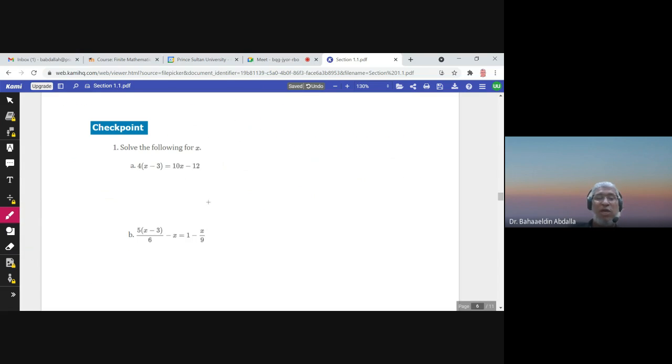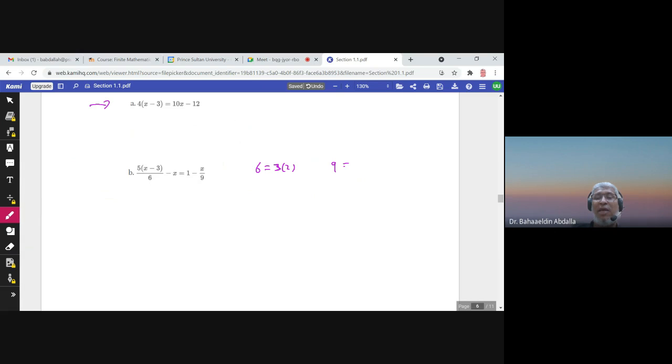You need to solve this one. Check that you can do it, please. It's easy. Let me help you with this one. I have two numbers, 6 and 9. How to find the LCD? Well, 6 is 3 times 2 if you factor, and 9 is 3 times 3, which is 3 squared.